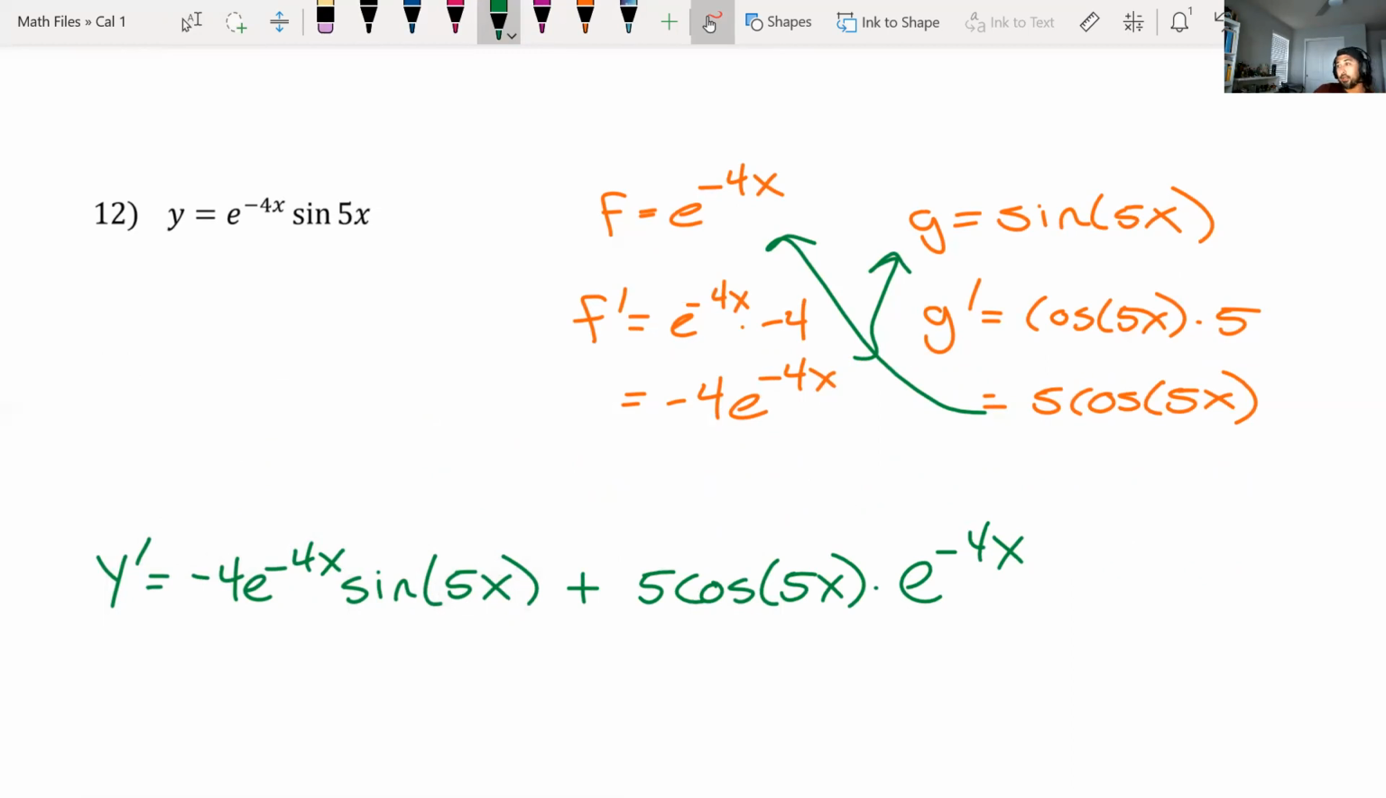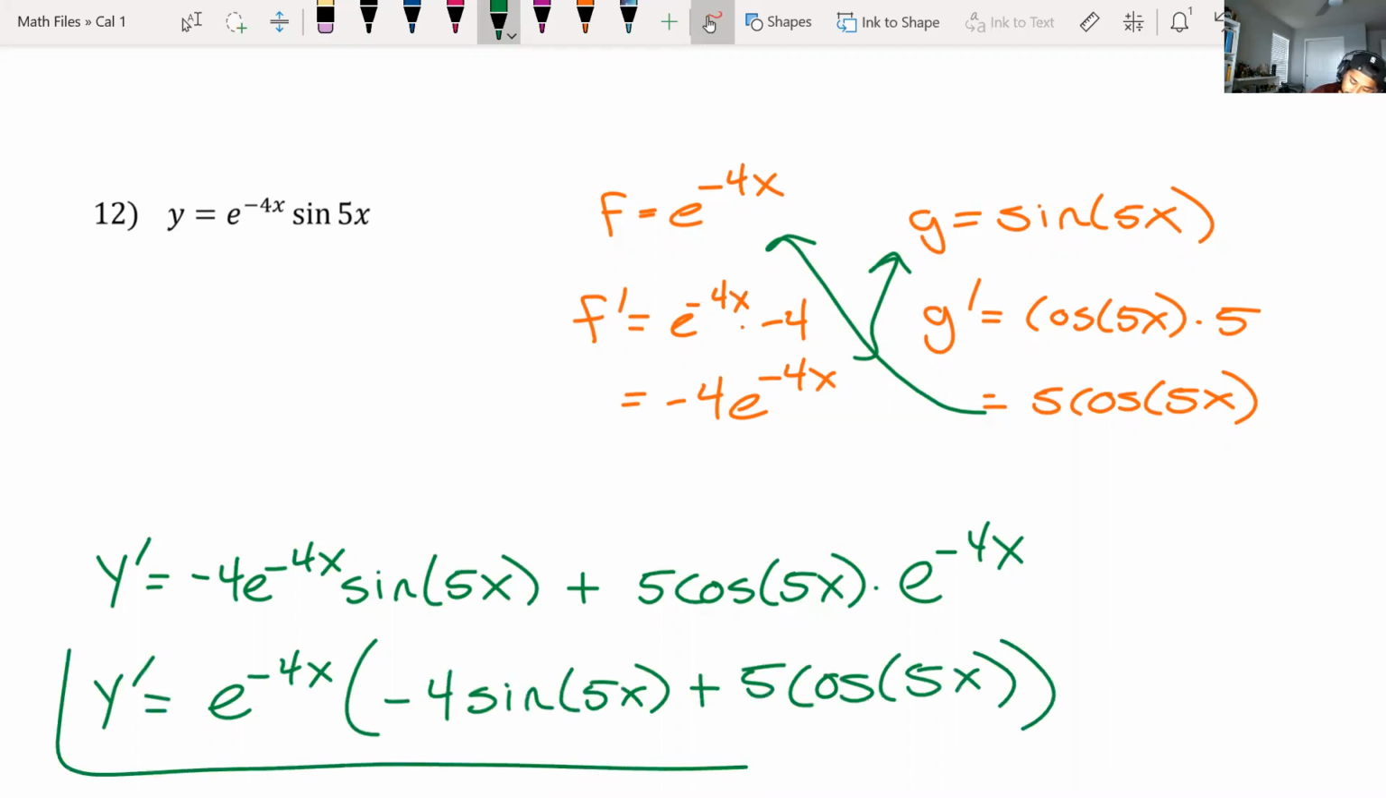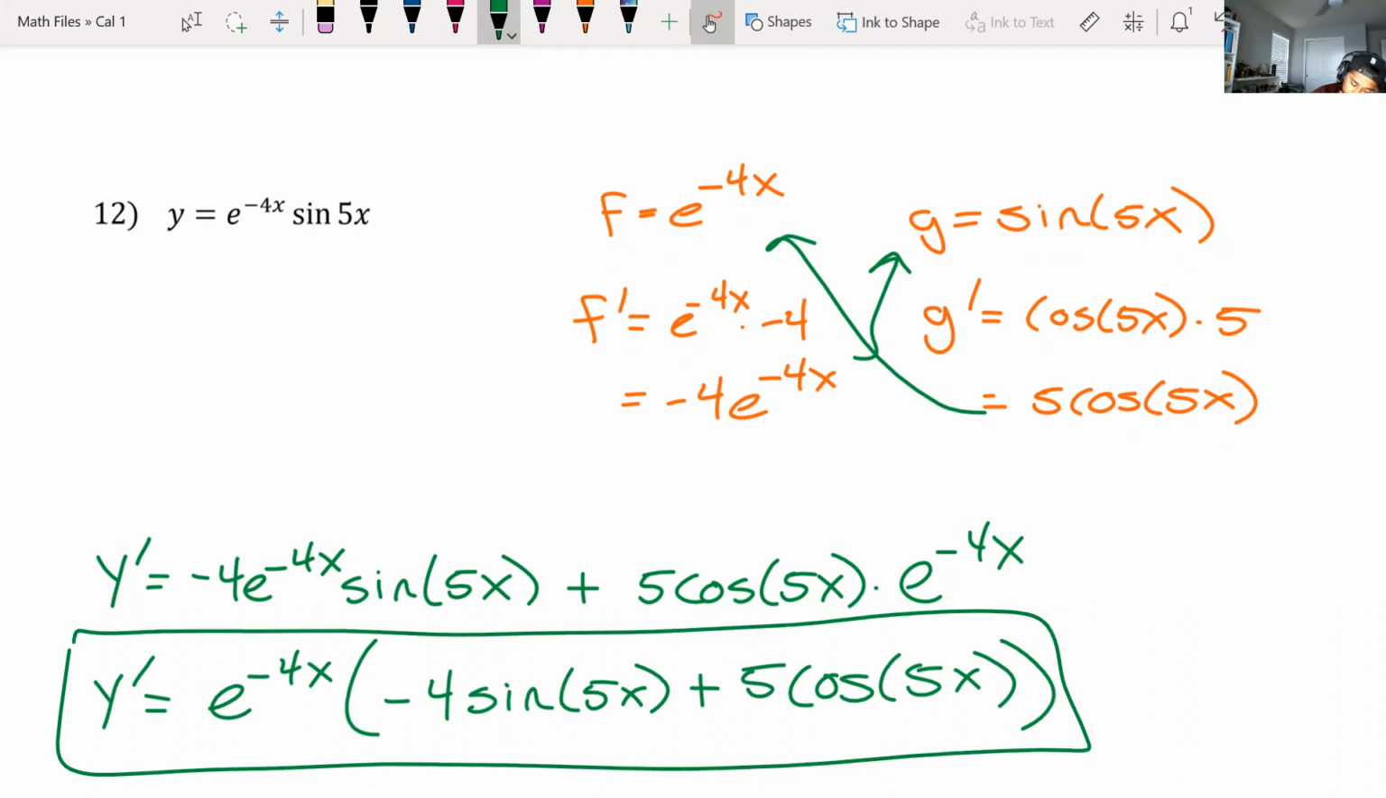Or what could you factor out? e to the negative 4x. Yep. e to the negative 4x, and that'll leave me with negative 4 sine 5x plus 5 cosine 5x, and done. Any questions on that one?